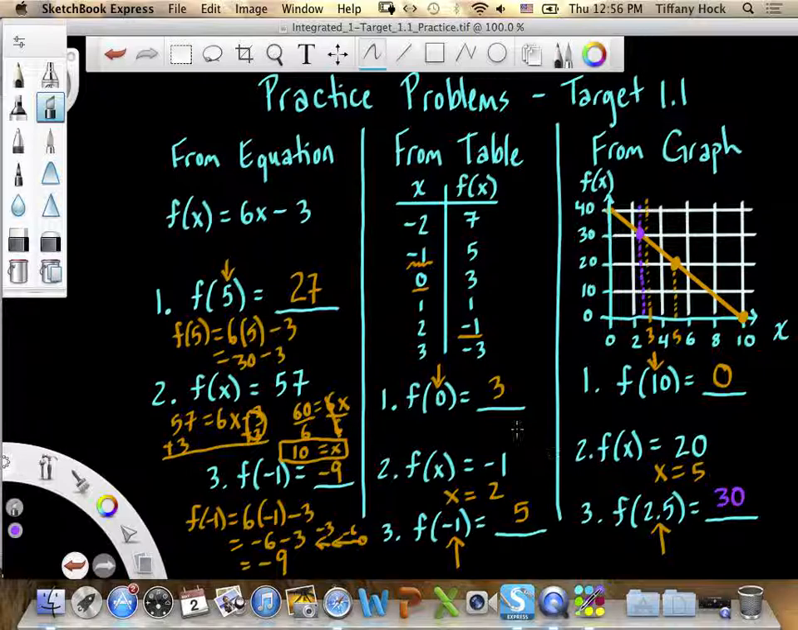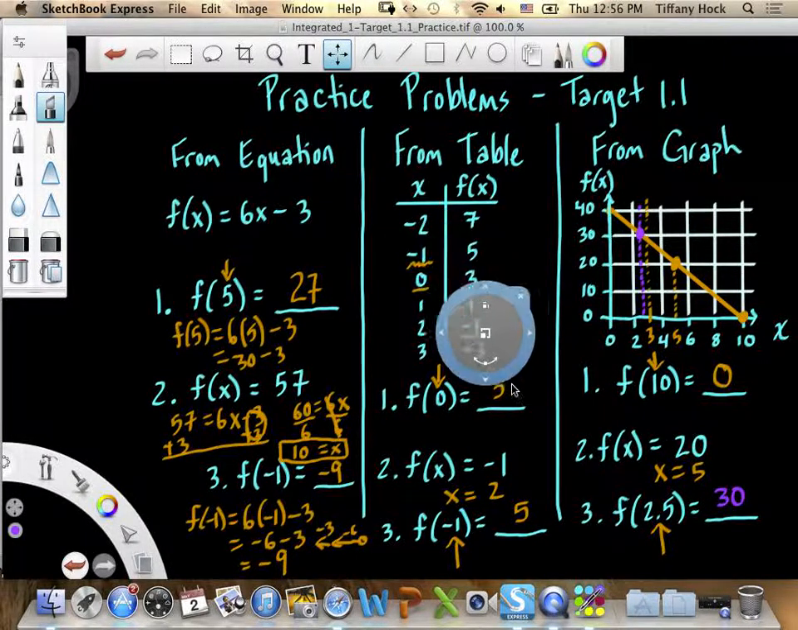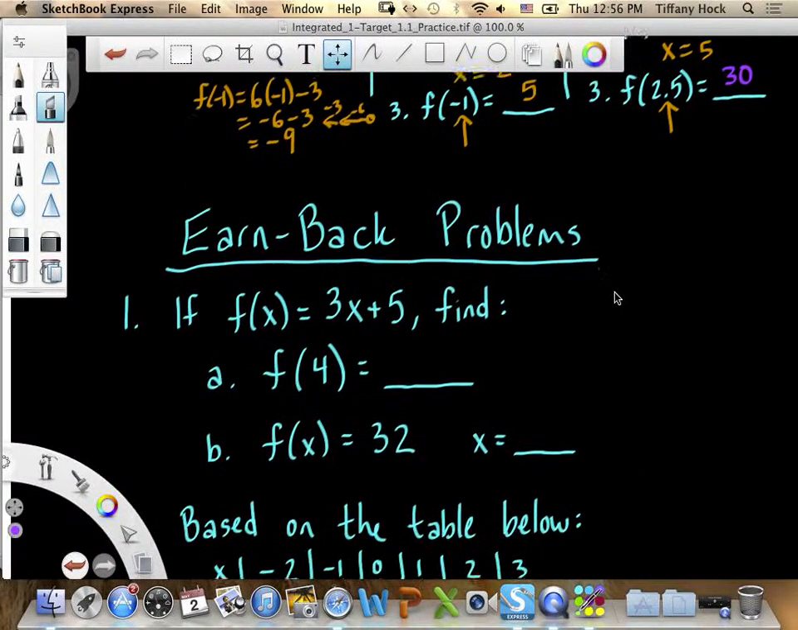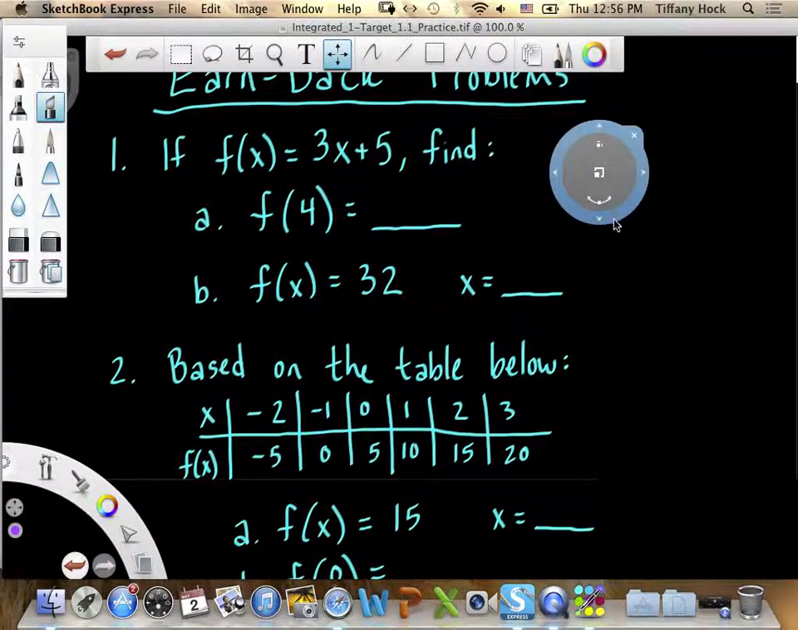If you have the examples, these practice problems, and the earn back questions, bring those to me in class. I'll staple those together, and with your correct answers, that will earn back your target. And it's a great way to just review for your EOC. So I'm going to go ahead and scroll this down. Alright, so here are the problems for your earn back.